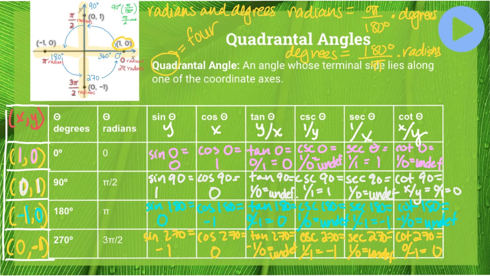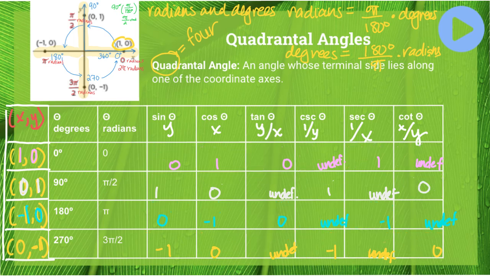Now there are some patterns here that I want you to notice. So I'm going to get rid of everything except for our solutions here. So notice here that we have two sections. We've got the sine, cosine, tangent section, and then we have the cosecant, secant, cotangent section. With the sine, cosine, tangent section, we really only have one function that gives us undefined, and that's tangent. But in the inverse trig functions, cosecant, secant, cotangent, any of these functions could give us an undefined based on what is on the denominator.